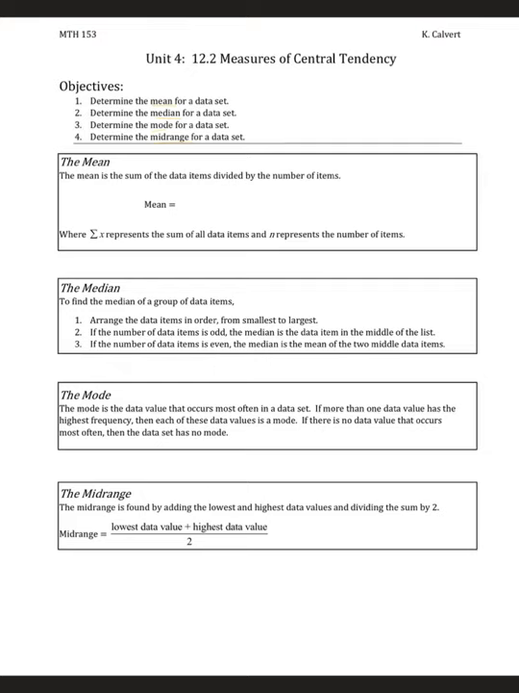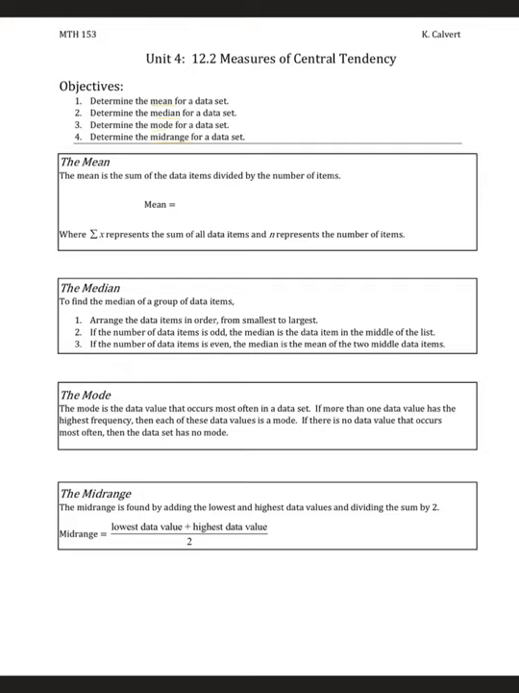So this first page here, we're just going to read about some of the vocabulary. I'm not going to read all of this for you. I'm just going to make some highlights. I'd recommend you make sure you really read through any of this, and if you have any questions on it, please reach out. So the first thing we're going to talk about is the mean.